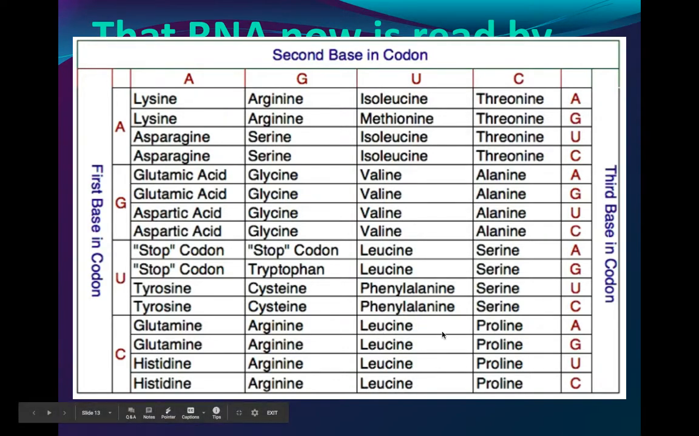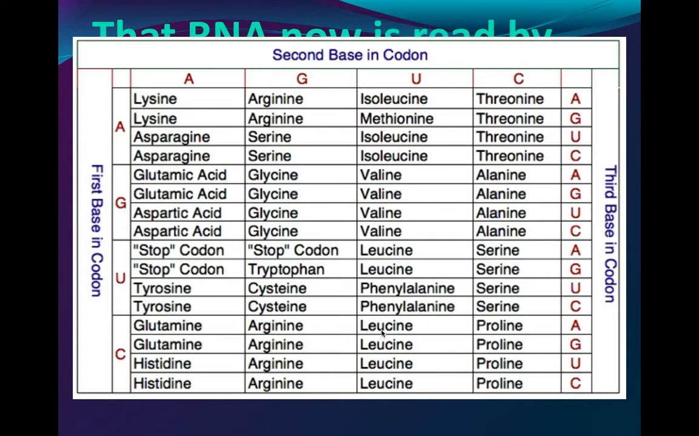Some of you have started to realize that the third letter doesn't always matter, because, for example, we've got 4 of the same things right here. That's actually a really cool thing that helps the DNA if it makes mistakes. So we've got C, U, and then A. So leucine, our abbreviation is LEU.